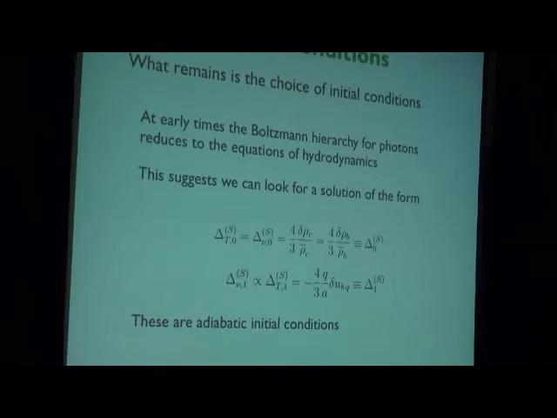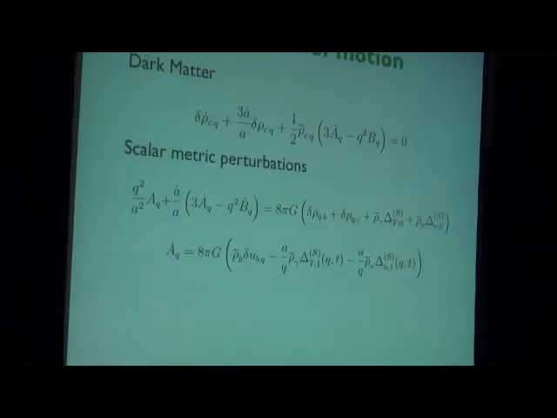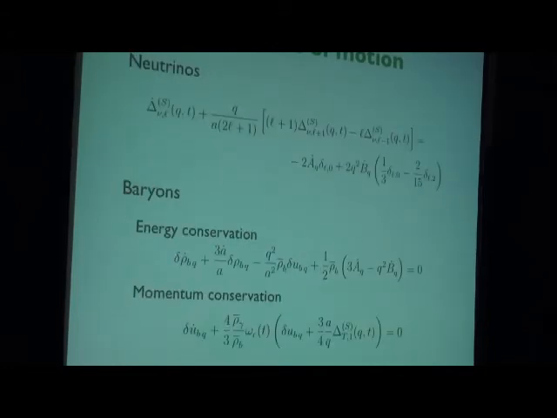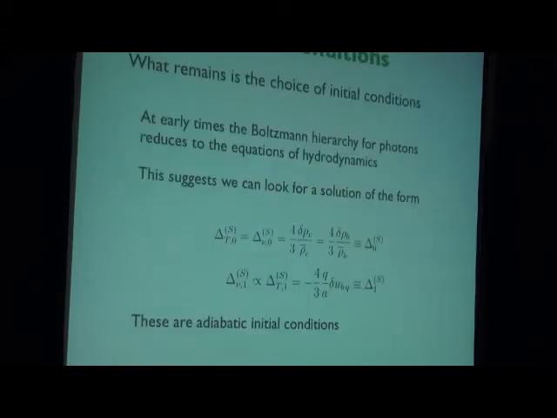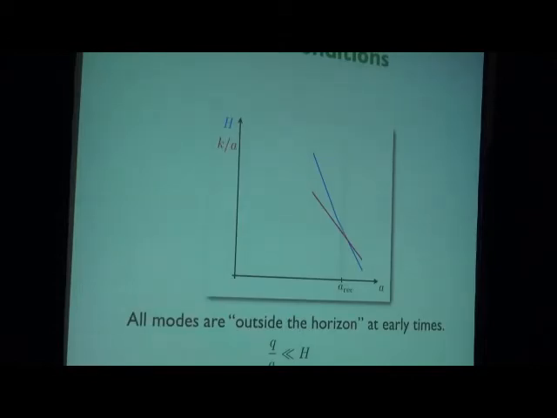And all the other equations also have this hydrodynamic form. The dark matter has this form, the baryons have this form. So it's natural to look for a solution where all these perturbations are proportional to each other. So you have delta T0, and all the energy densities, or the density contrasts, are proportional to each other, and the velocity potentials are proportional to each other. And these are the initial conditions that are called adiabatic. So you have an overdensity of all the various fluids.